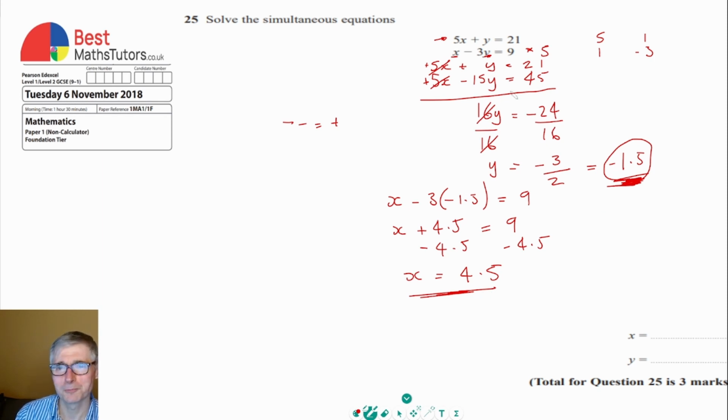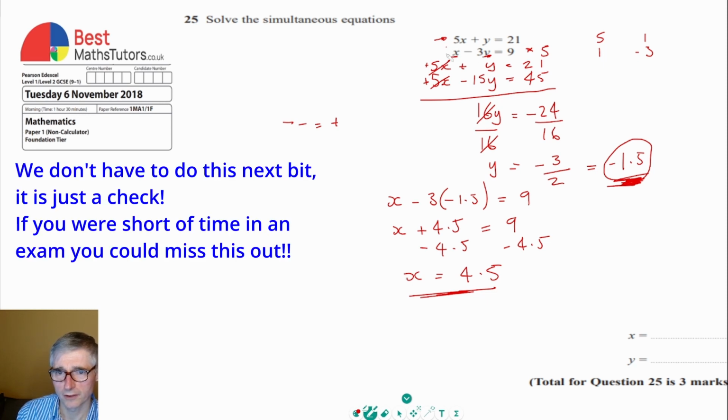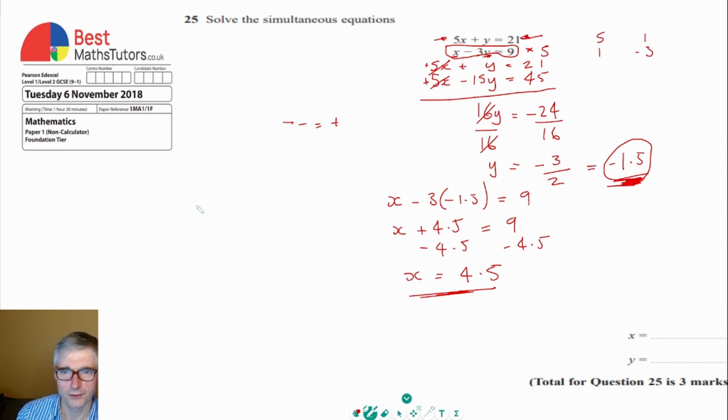But what I might want to do is check it with the other equation. Since we used this one first of all to find the values of x and y, I'm now going to substitute the values we've found into this one and check if we're right. If we put in the value of x, we've got 5 times the 4.5, plus the 1y there, so plus -1.5, and we've got to see if that's going to equal 21.